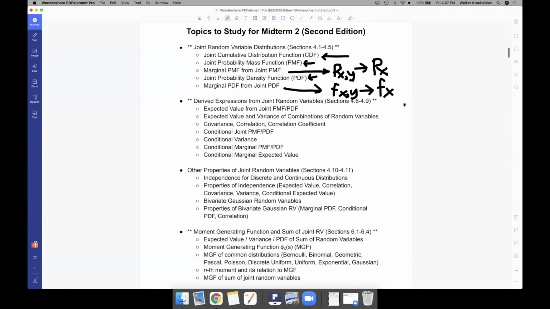Then in the second category, we have sections 4.6 through 4.9. This is dealing with how to find statistics on derived expressions of joint random variable distributions, right? So we're talking about expected values, variance, covariance, correlation, conditional probabilities, conditional expected values. It's really just a lot of what we talked about for the first midterm, but applied to mixed random variable distributions. So yeah, there's lots of useful formulas in these sections.